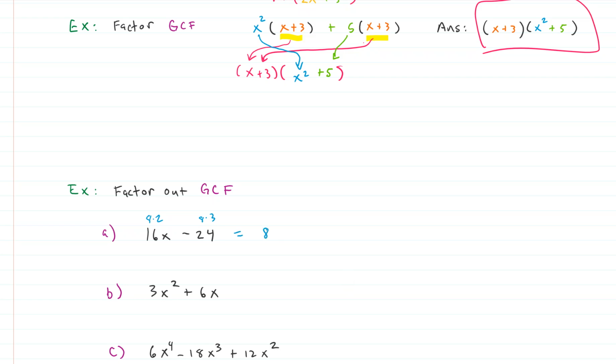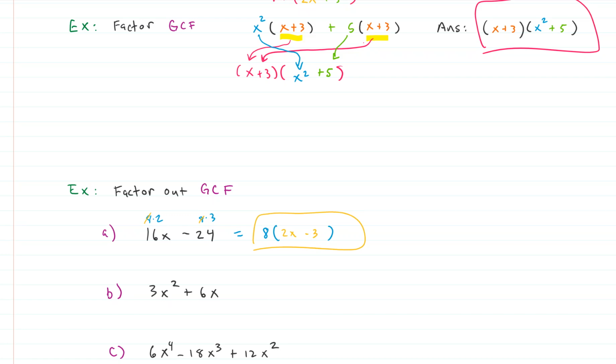Do they have an x? Any variables in common? They don't. So if we are eliminating the 8 from both, then we have 2 and an x left over in the first term, and we just have a minus 3 left in the second term. And that's it. Done.